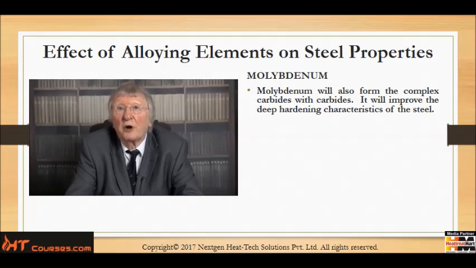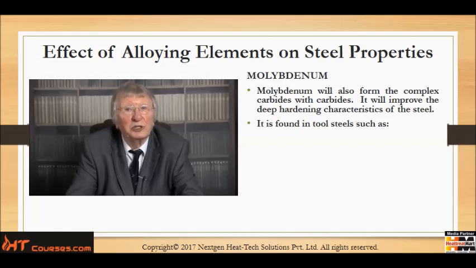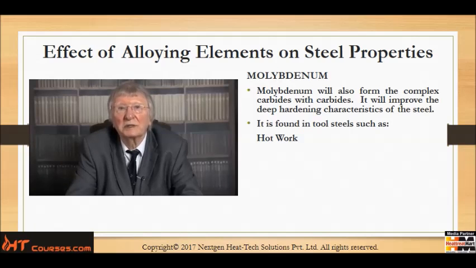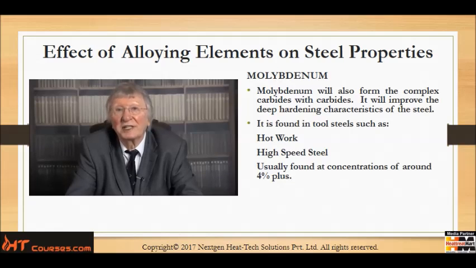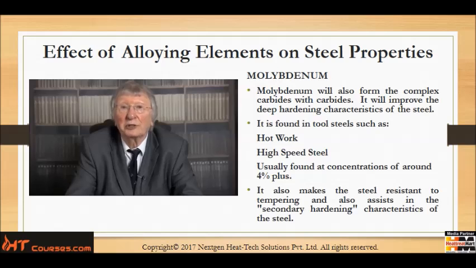Molybdenum will also form complex carbides. It will improve deep hardening characteristics of the steel. It's found in tool steels such as hot works and high-speed steels, and usually found in concentrations around 4% plus. It also makes the steel resistant to tempering, and also assists in secondary hardening characteristics of the steel.